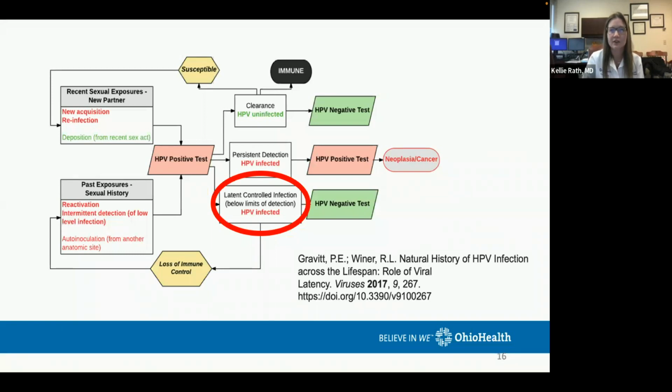And then this is another slide I like to show just to think about what else can happen with the HPV virus. So we talked about that most people clear it. Some people develop persistent disease and develop a positive HPV test and may develop a neoplasia, a precancer, or cancer. Other patients may develop a latent controlled infection, meaning that you may have an HPV negative test and think that the virus has been cleared, but the virus may be latent and may be reactivated at another time in life. And so that is something that we sometimes see in the perimenopausal time.